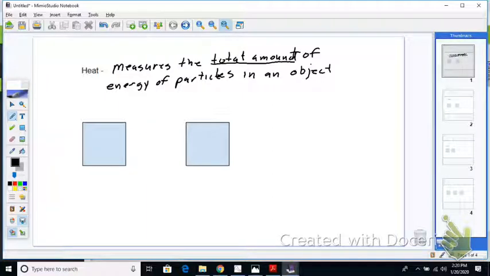So if we take particles, we'll just show 3. I'm not going to get carried away. And then here, okay, which side has more heat in it? The right or the left? Okay.